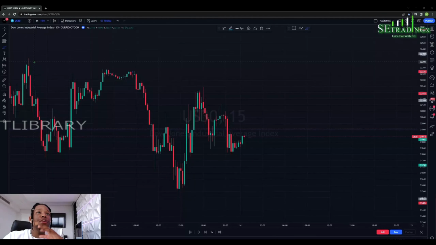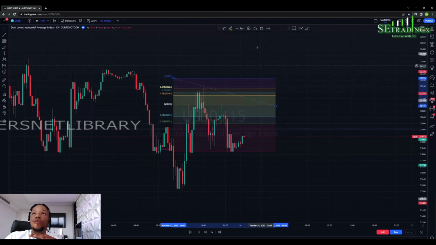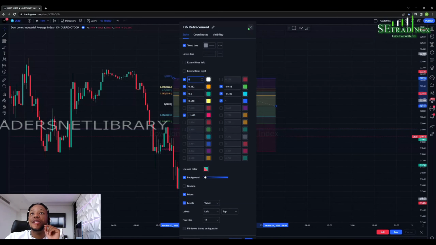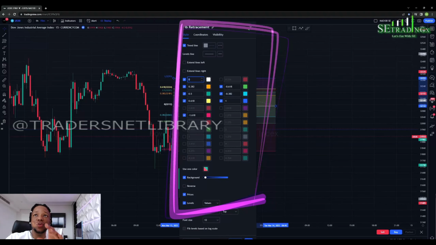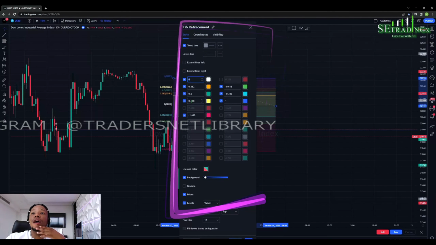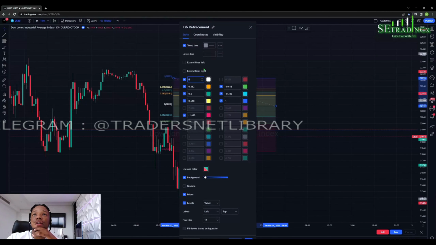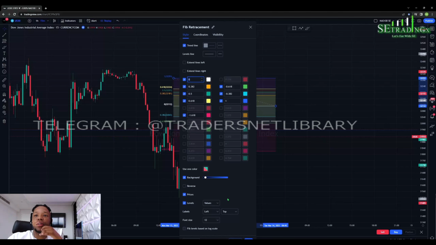Okay, so what you want to do first is get your Fibonacci, and you guys want to use these settings. These are the settings that I use when I trade using the Fibonacci. So just take a screenshot, or take a moment to look at the settings and put your settings exactly like this, and then from there we can proceed with the video.